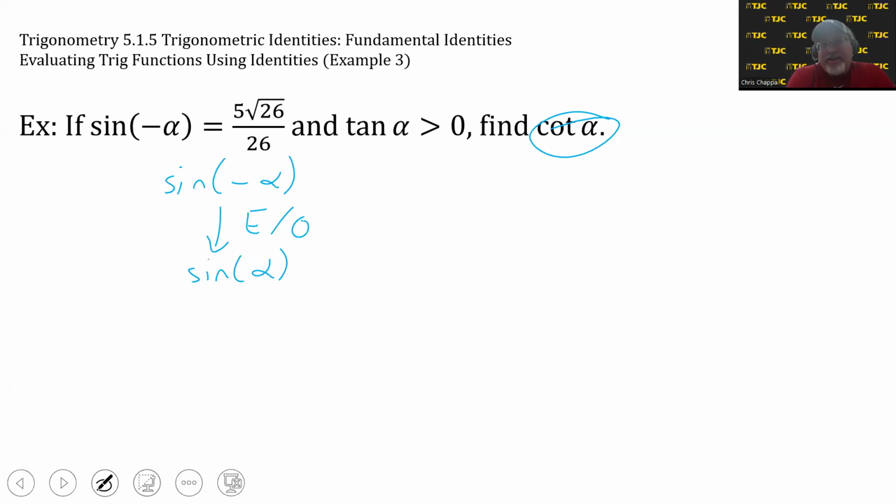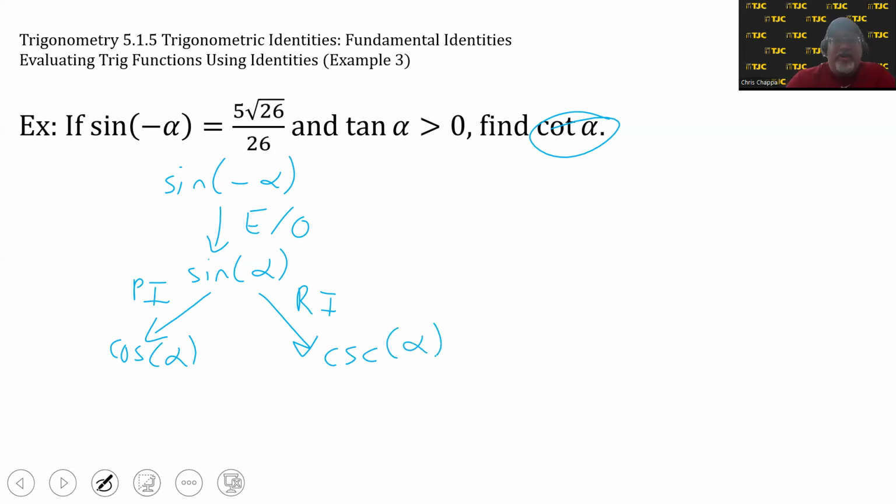But how are we going to connect sine to cotangent? Well, there's a couple of different paths we can go from sine. We can either use a Pythagorean identity, which connects sine and cosine, or we can use a reciprocal identity, which connects sine and cosecant, neither of which are cotangent. Can we get to cotangent down either of these paths? Well, we can get to cotangent from both of them in one more step.